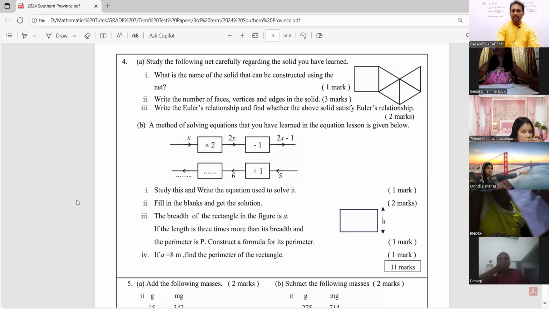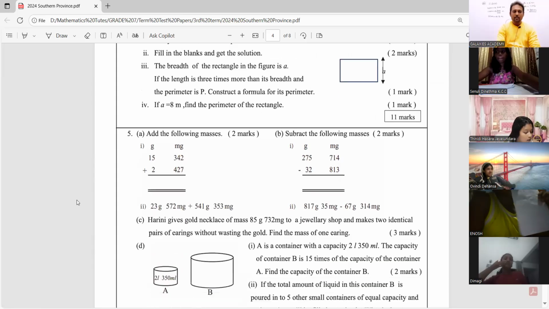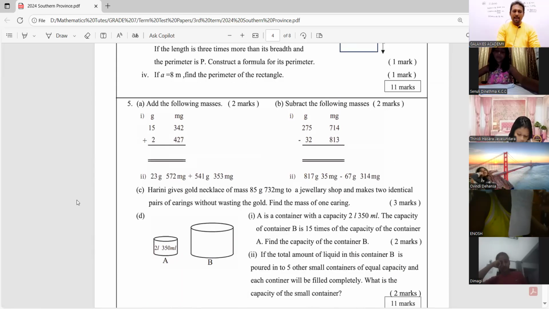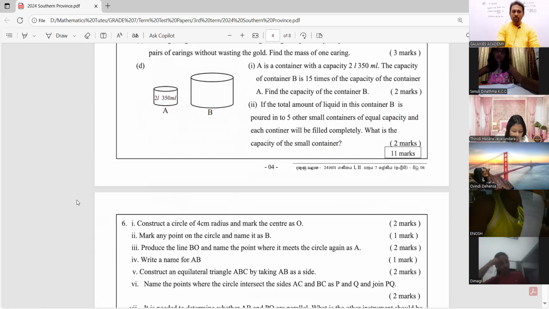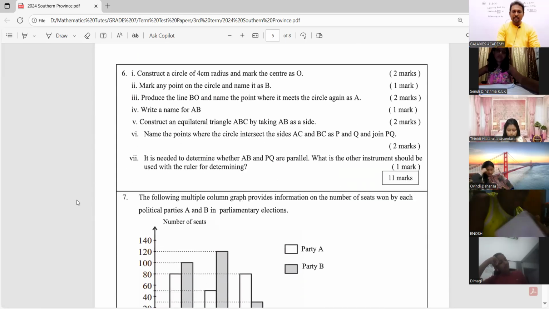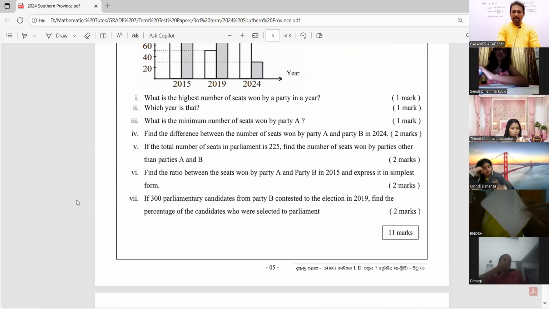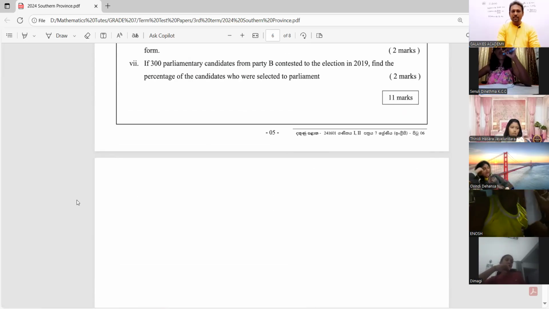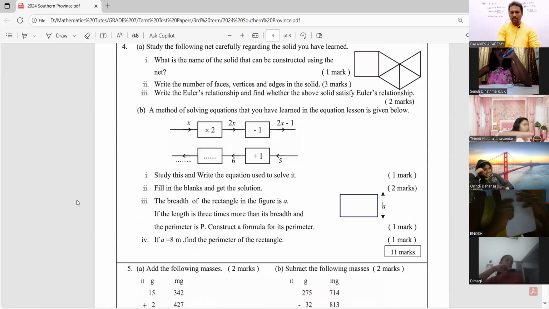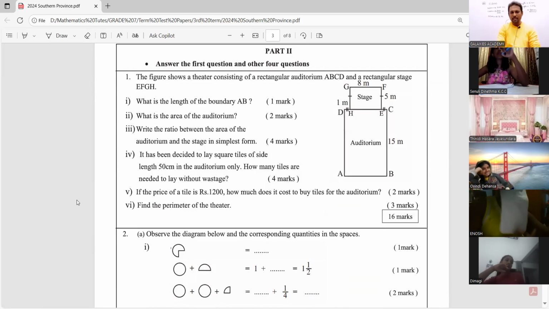And also equation solving, right? Number 5 is given on mass and also volume. Number 6 is the construction part. Then number 7 is data representation and interpretation, right? They are the questions given in this paper. Right, now let's go to the first question.